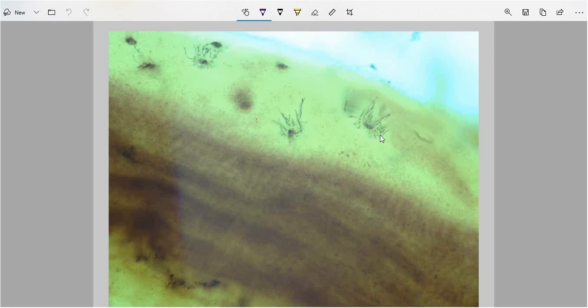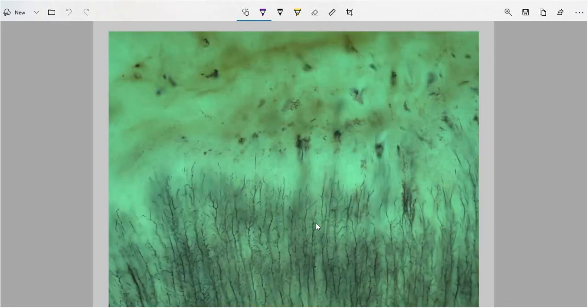Now we will see the higher magnification image of the dentin. Here you can see this is the cementum. This is the cementum dentin junction, and near the cementum dentin junction you can see the dentinal tubules. The dentinal tubules have various branching processes radiating from them.